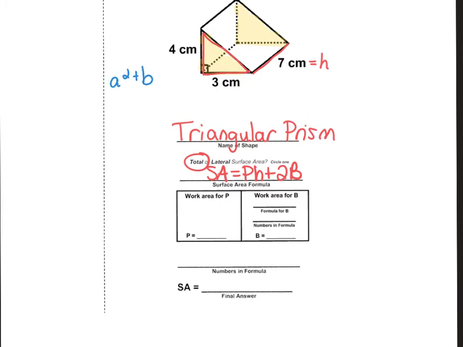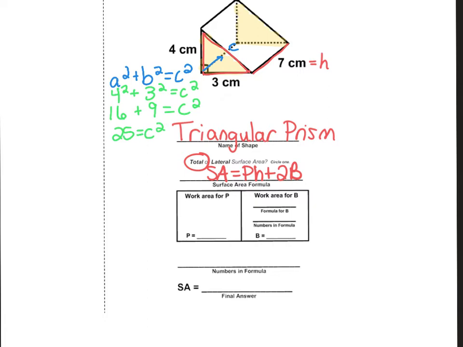So we would do a squared plus b squared equals c squared, and c is always directly across from the right angle. We know that 3 and 4 are our a and b. It doesn't matter which order. So 4 squared plus 3 squared equals c squared. So we get 16 plus 9 equals c squared, which is 25 equals c squared.